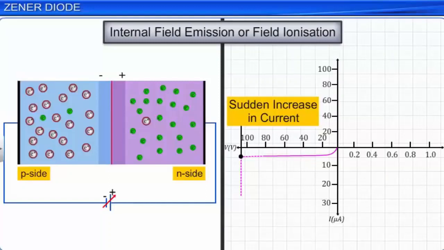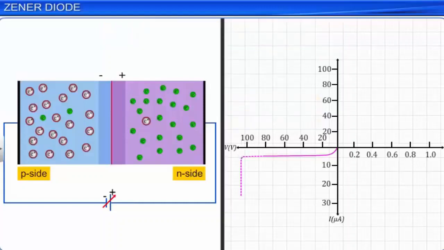The emission of these electrons from the host atoms due to the high applied voltage is called the internal field emission or field ionization. The voltage at which there is a sudden increase in current in a reverse biased diode is called the breakdown voltage.